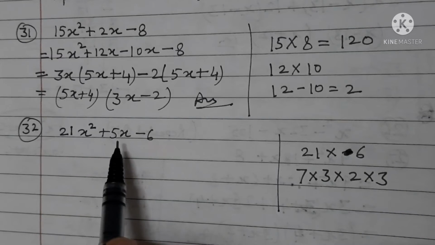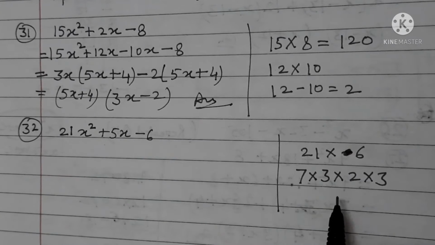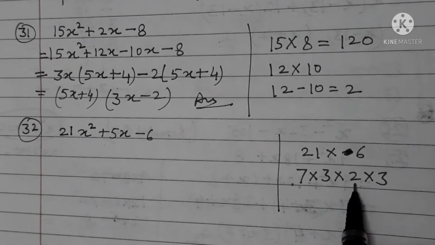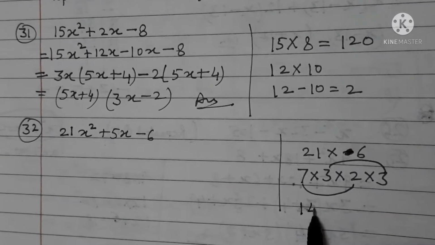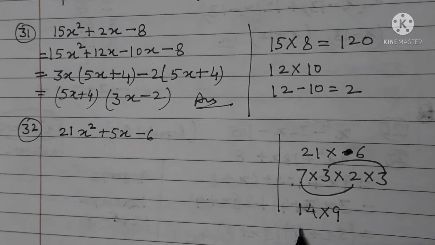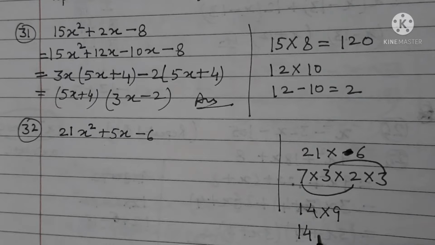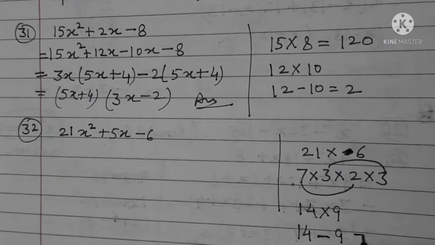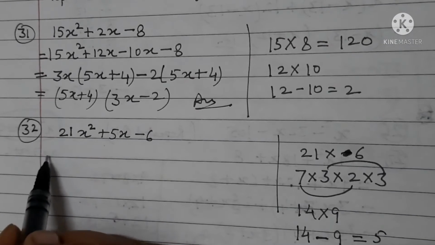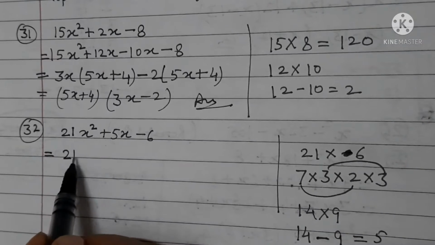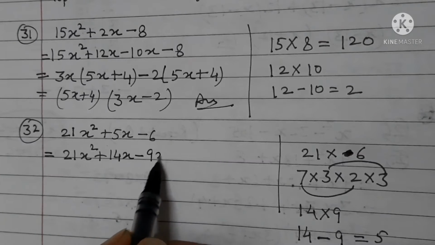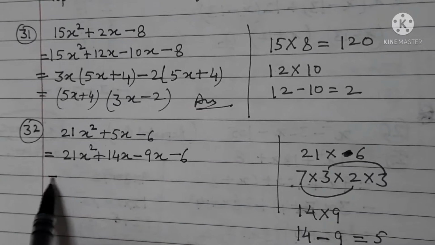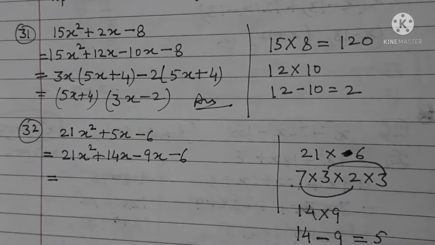Now you need 5x. So 7 2s are 14 and 3 3s are 9. This and this, so 14 into 9. Now the two parts are 14x − 9x, and you will get 5. Here you will use these two parts: 21x² + 14x − 9x − 6, and solve and get the answer.